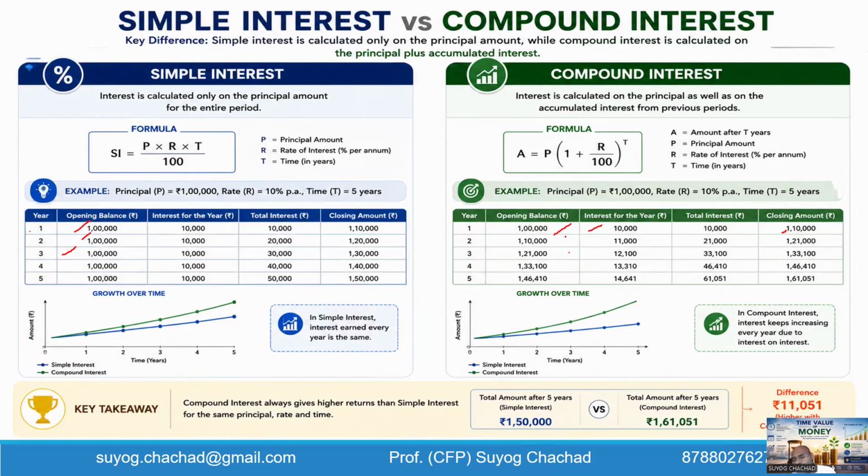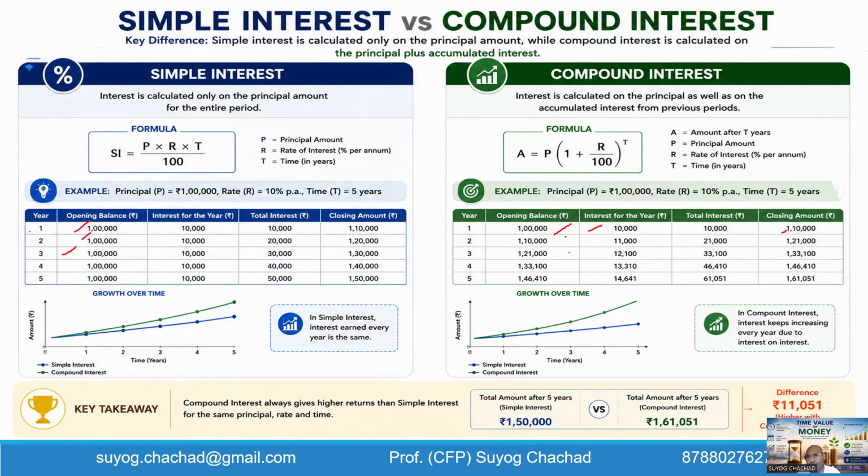So 1,21,000 will become the opening balance for the third year, and new interest will be calculated on 1,21,000. And again, you will find interest on interest getting accumulated. So at maturity, or at the end of the period, your 1 lakh grows to 1,61,051. Whereas in simple interest, it will grow only to 1,50,000 because there is no concept of interest on interest. So that's why we have two different things, simple interest and compound interest.